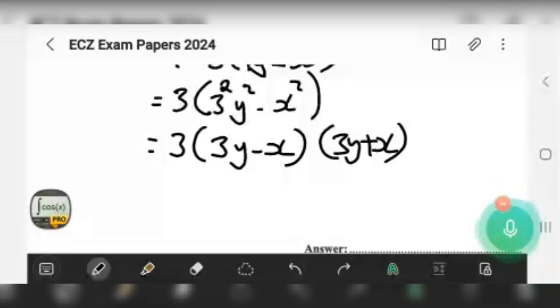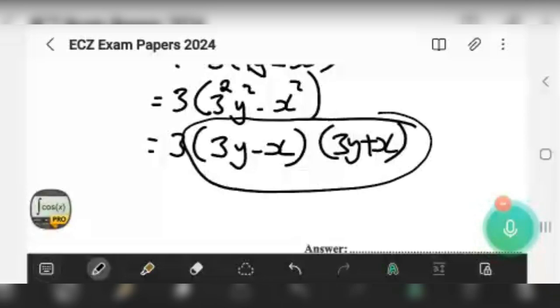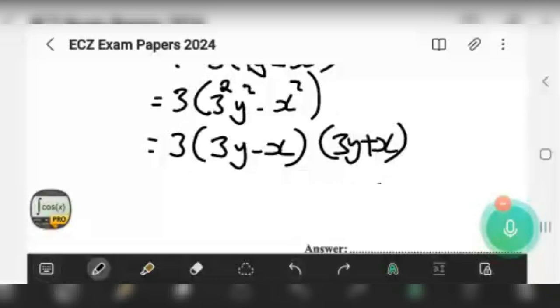So the difference of two squares is simply, if you've got two squares like that, after breaking down something, you can now split it into two like that. Okay? Have you understood this? Yes, I've understood.